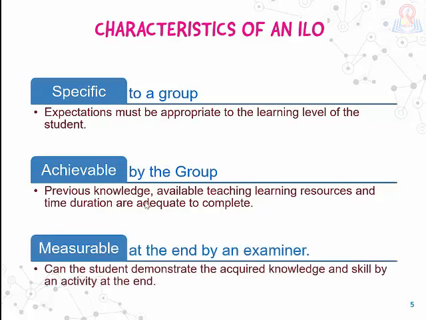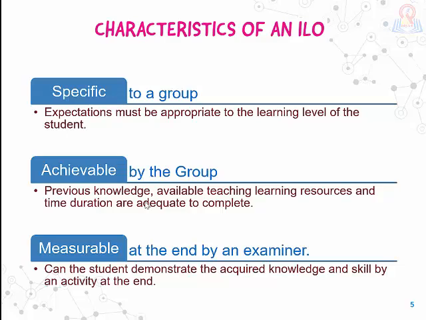The next one is measurable at the end by an examiner. Everything should be tested at the end, to see whether the students achieved it. Can the student demonstrate the acquired knowledge and skill by an activity at the end? So this is very important. These are some of the important characteristics of an intended learning outcome. It must be specific, achievable, and measurable. So whenever you write a verb, you must test whether it is specific for the group, whether it can be achieved by the group, and whether at the end you can measure or assess it.